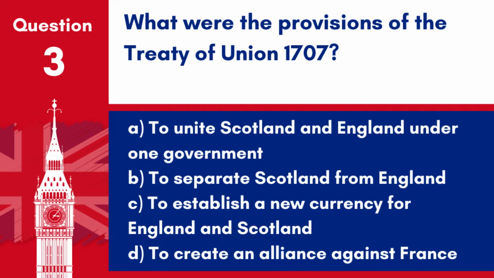What were the provisions of the Treaty of Union 1707? A. To unite Scotland and England under one government. B. To separate Scotland from England. C. To establish a new currency for England and Scotland. D. To create an alliance against France.